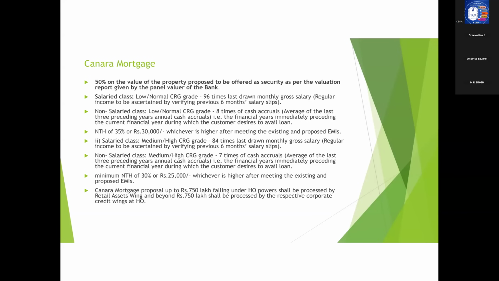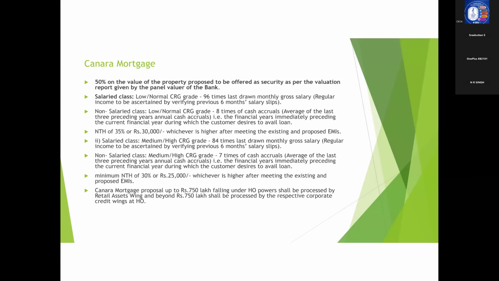CAC is a credit approval committee. See, up to branch level only, we have individual sanctioning authority. And above branch level, when you go to RO and above authorities, it is always comprised of a committee of three with a minimum quorum of two. That credit approval committee is known as CAC. They are the sanctioning authorities. So only up to branch level, we have individual sanctioning authorities, that is the branch manager, and RH also.